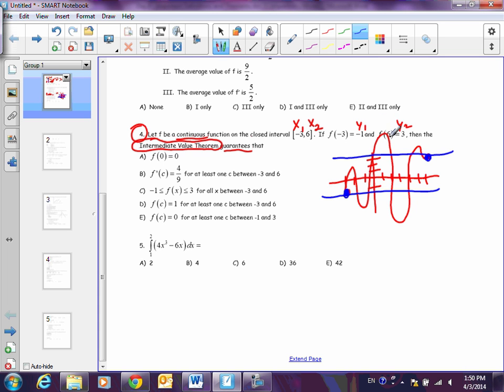And you could even have y values that are bigger, but you're going to for sure have y values in between. That's intermediate value theorem in a nutshell, okay? So I'm not going to get too technical with you on this, but that's what you need to know. That's what we're talking about here.